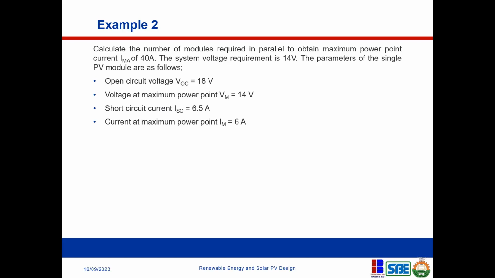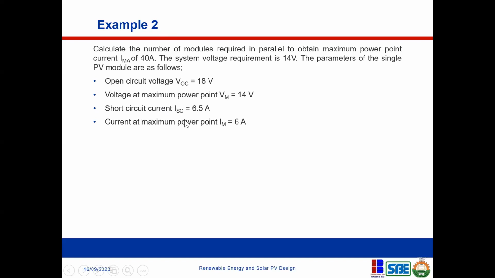Calculate the number of modules required in parallel to obtain a maximum power current of 40 amps. Now the system voltage is 14 volts. The parameters of a single PV module are as follows. Now this is the parameter of a single PV module.